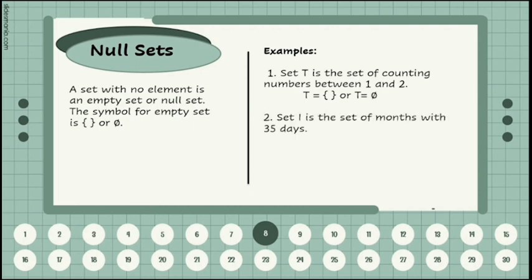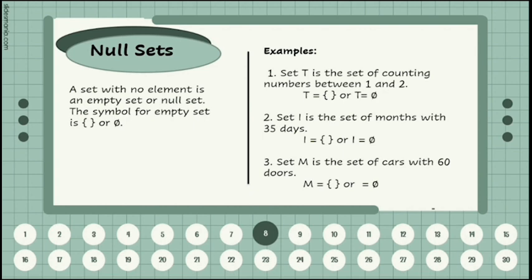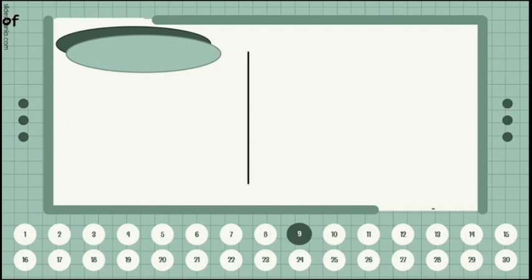Another example, set I is the set of months with 35 days. So yeah, I is an empty set or a null set since we don't have any months that contain 35 days. For number 3, we have set M is the set of cars with 60 doors. So M equals null set or an empty set since we don't have any cars or buses that contain 60 doors. Alright? So the last kind of sets is the cardinality of a set.